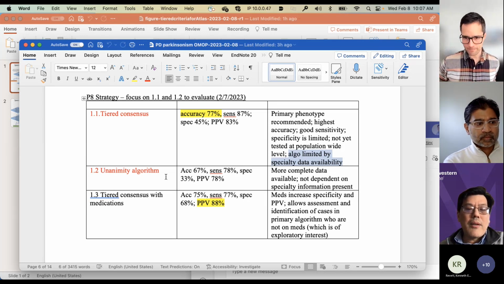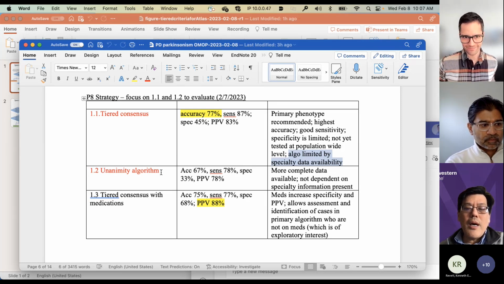There is an alternate model called the Unanimity algorithm, also in the same paper, with a slightly lower accuracy, and this is not dependent on specialty information being present. So I have completed this in Atlas. And those are the focuses.